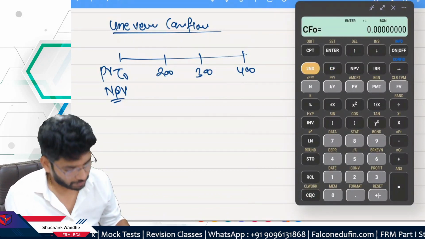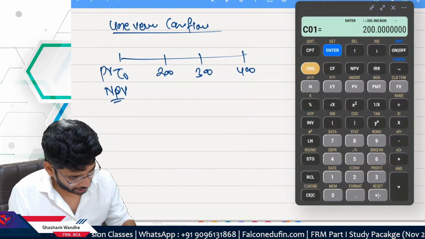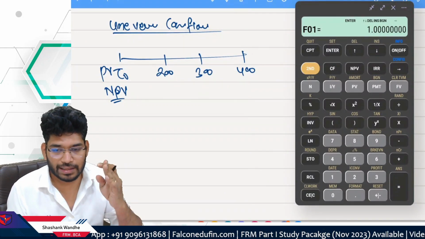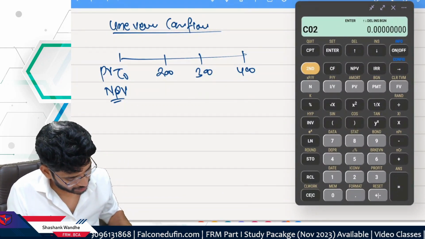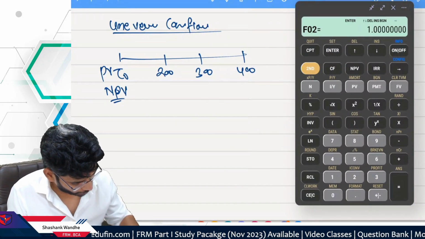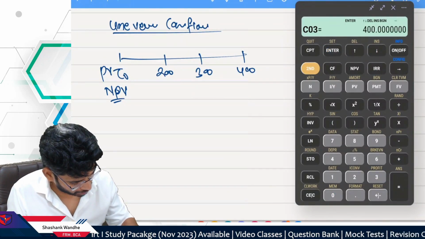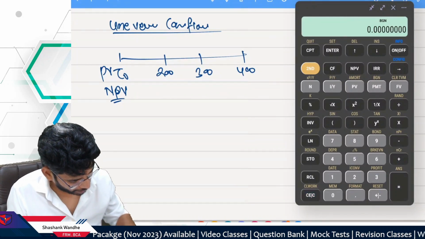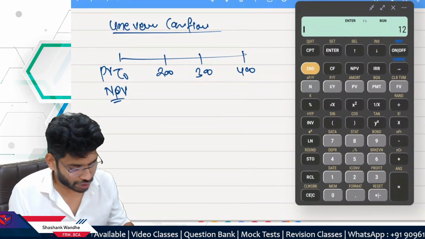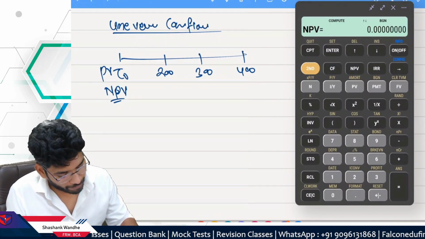Now let's see. First, for the cash flow CF0, set it as 0, down. 200, enter, down. F01 is for the period, so 200 is for only 1 year. Then C02, 300, enter, down, for 1 year again. Then 400, enter, down, for 1 year. Okay. Now for NPV, we want to use a 12% rate for the calculation of the present value. So set it as 12%, calculate down, and then you have to compute NPV.